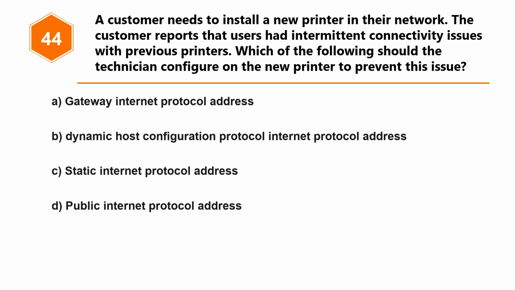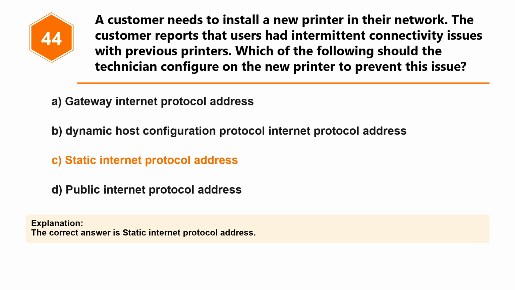Option A, Gateway Internet Protocol address. Option B, Dynamic Host Configuration Protocol Internet Protocol address. Option C, Static Internet Protocol address. Option D, Public Internet Protocol address. The correct answer is option C, Static Internet Protocol address.